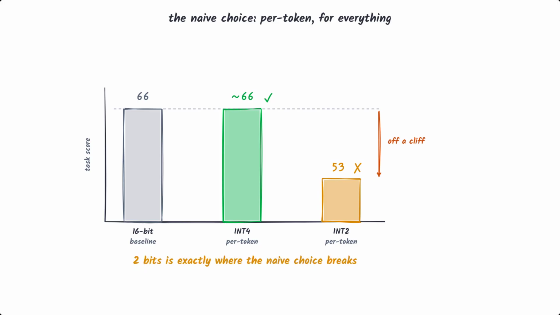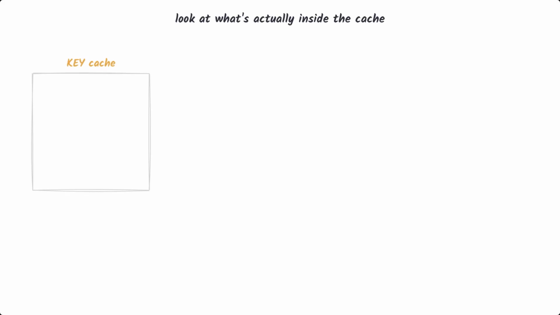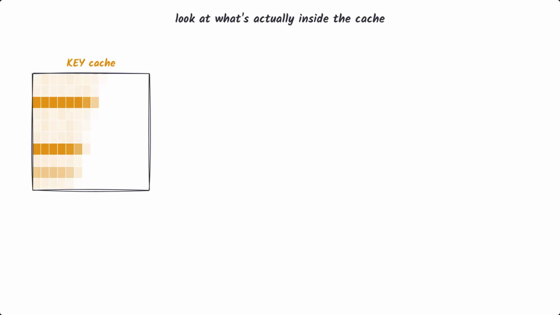So the authors did something that sounds obvious, but is usually skipped. They actually looked carefully at what the numbers inside the key and value caches look like. And they found that the two caches are not the same at all. This is the key observation, and it's worth staring at. If you plot the magnitudes in the key cache, you see something striking.